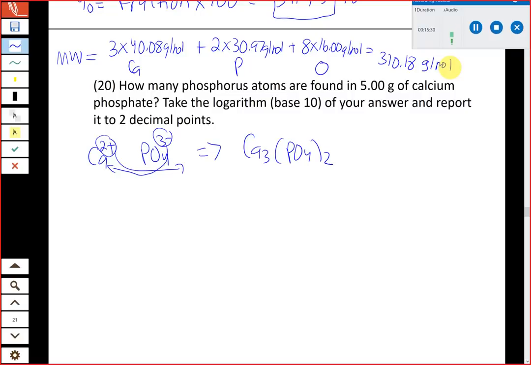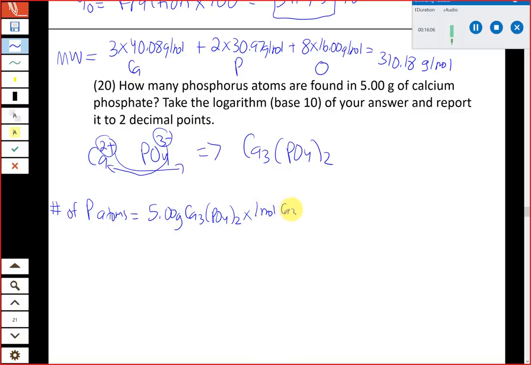So now that we have that, we have all the information we need to go through and do the string of conversions. So let's write down what we're looking for first, which is the number of phosphorus atoms that are contained in what we're given, which is 5 grams of calcium phosphate. And so then what we do is we're going to first convert this to moles, as we said.